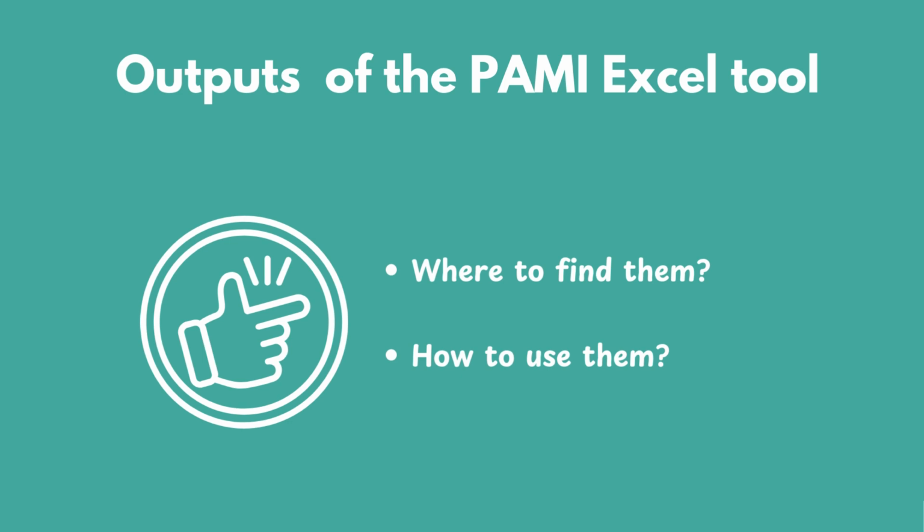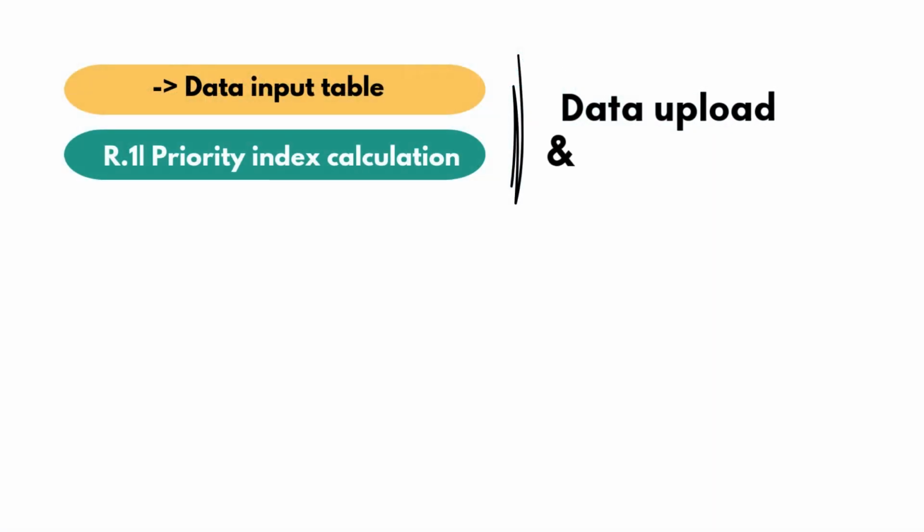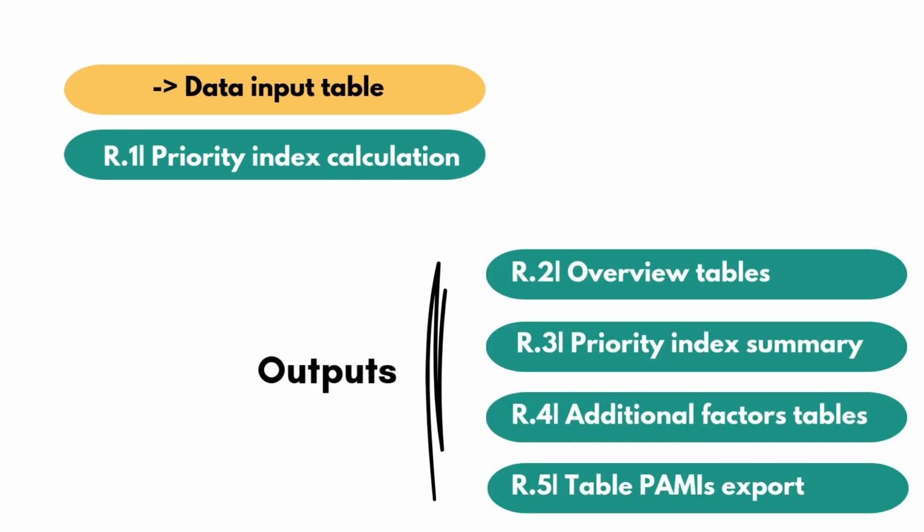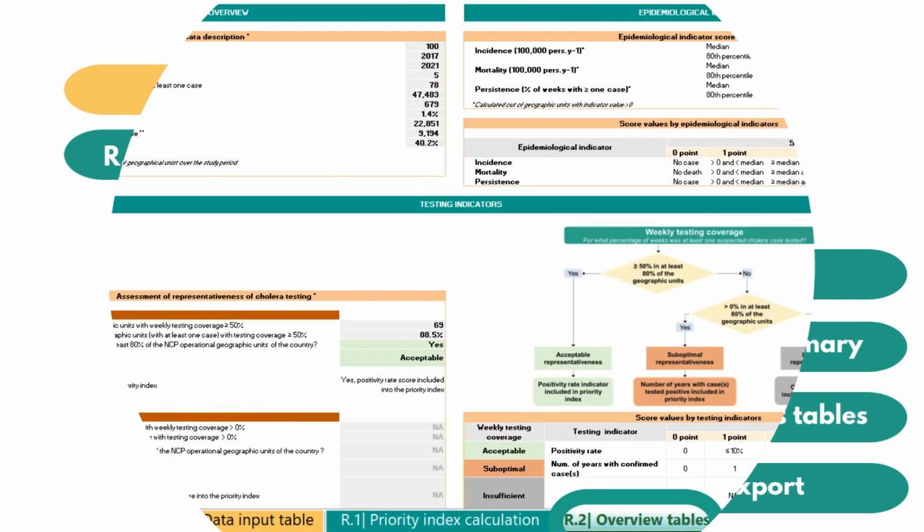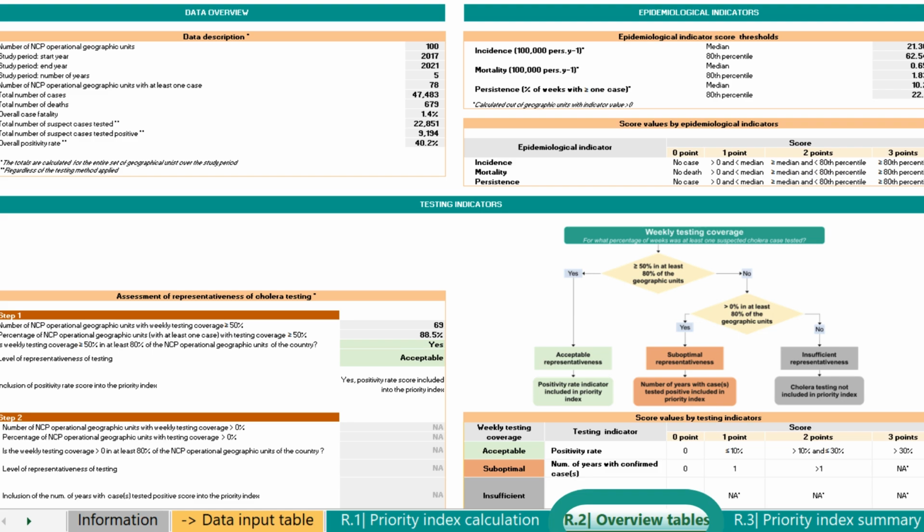This video will show you where to find and how to use and interpret the different outputs of the PAMI Excel tool. Data has been imported in the data input sheet, and calculations have been performed in the priority index calculation sheet. In this video, we will go through the sheets R2 to R5, which are the sheets where outputs are displayed. Let's start with the sheet R2 overview tables.